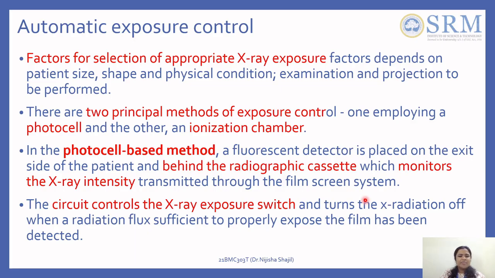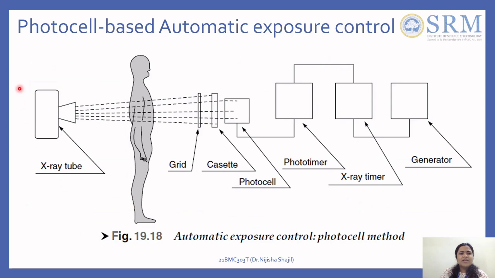Once your X-rays have fallen onto your cassette, this photocell will pick up those X-rays as visible light, and it will immediately tell the switch to switch it off. The circuit will control the X-ray exposure and turn off the radiation. This is how it works. You can see here you have the X-ray tube, you have the patient, the collimator comes between the X-ray tube and the patient, and the grid comes after the patient, before the cassette. After the cassette you are going to keep a photocell.